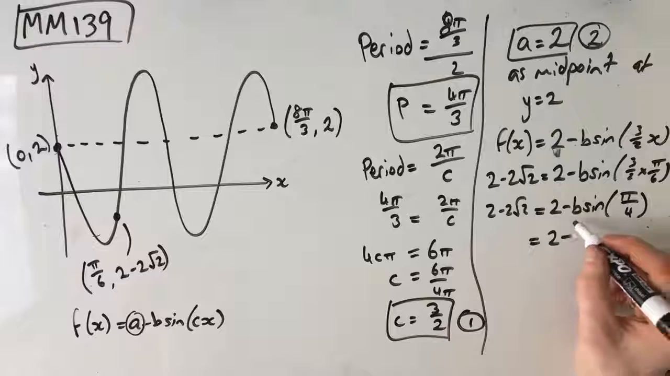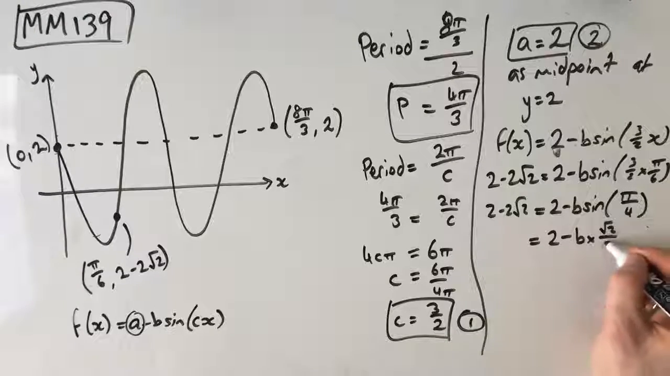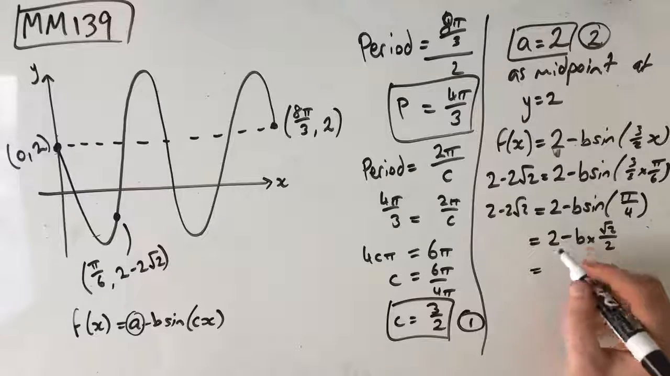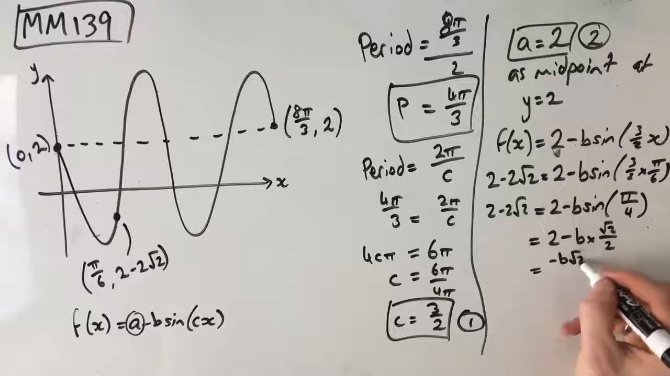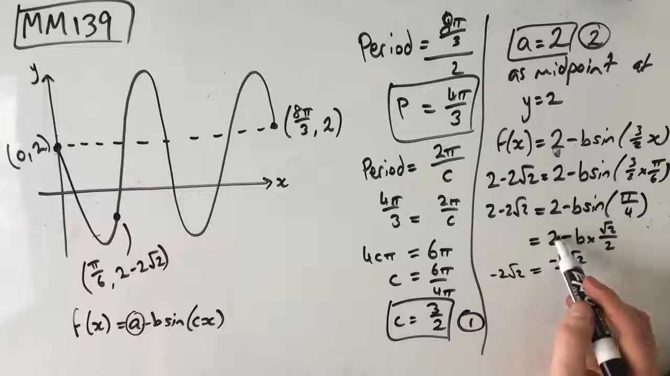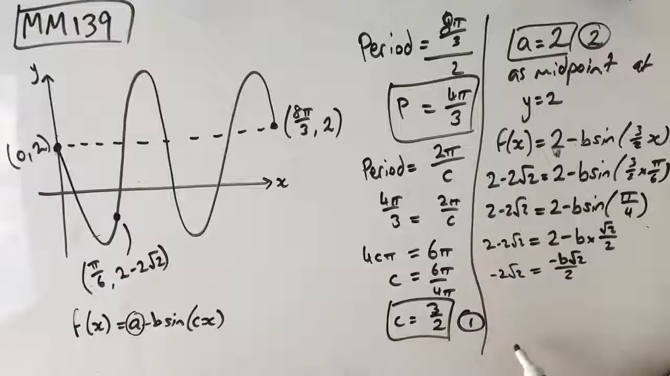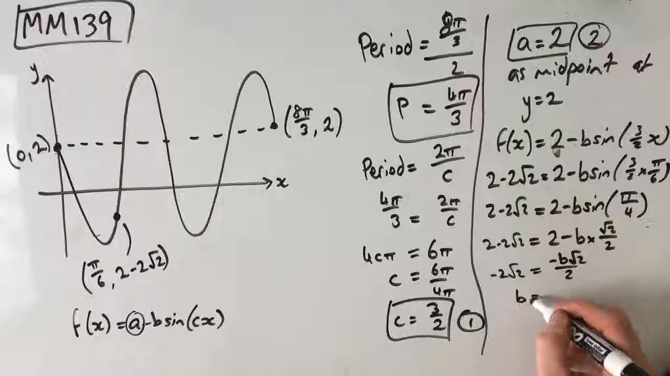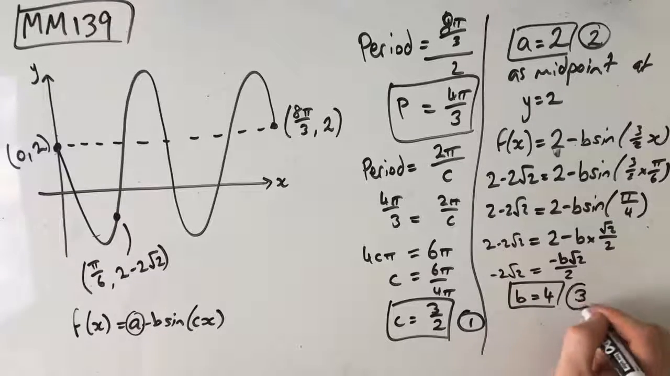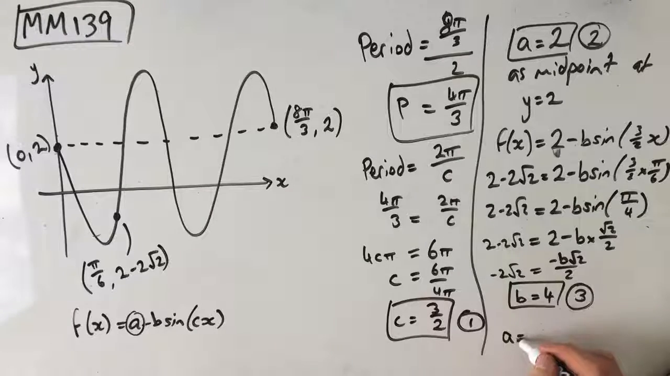Now here we get 2 take b times root 2 over 2, since sine pi on 4 is root 2 over 2, which means that we get negative b root 2 over 2 is equal to -2 root 2, right? Because this 2 and this 2 just cancel out. And then from here, we can actually get to the point where b is equal to 4. So guys, this is our third mark, which means that a equals 2, b equals 4, c equals 3 over 2.